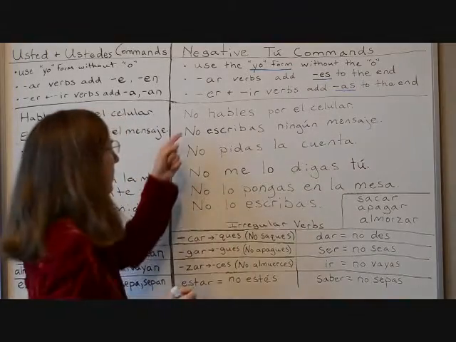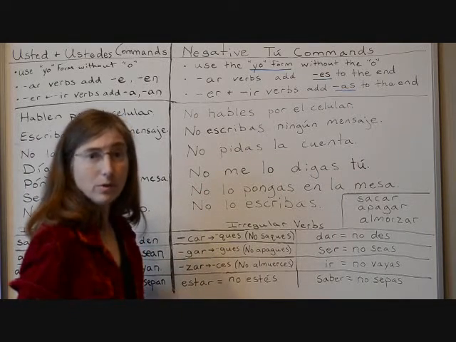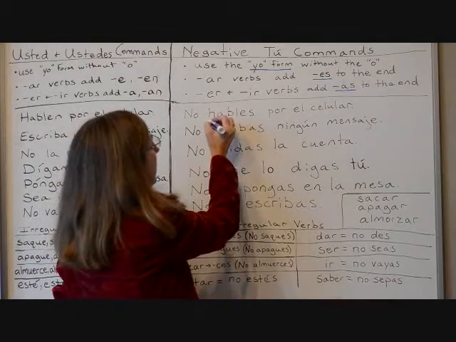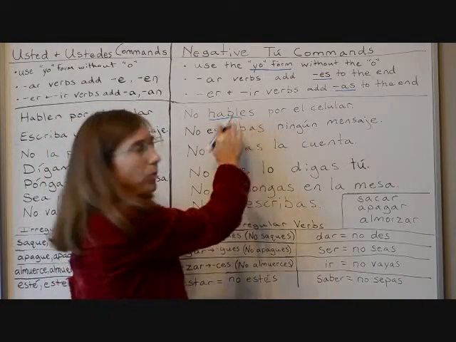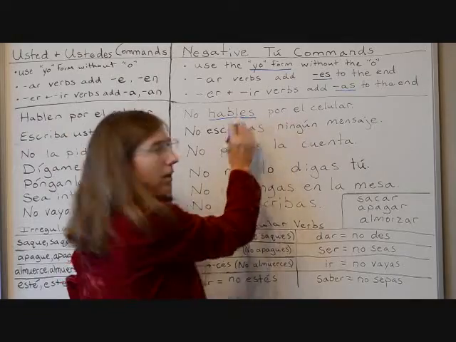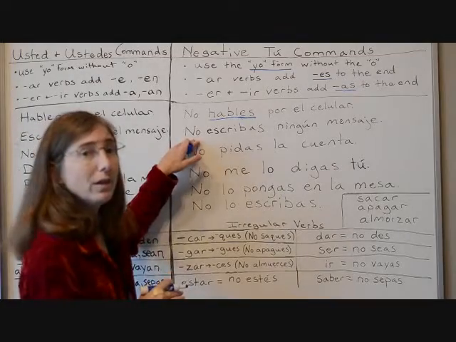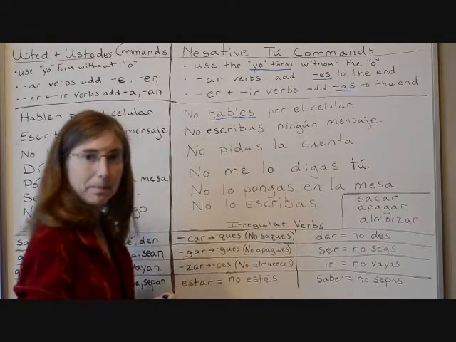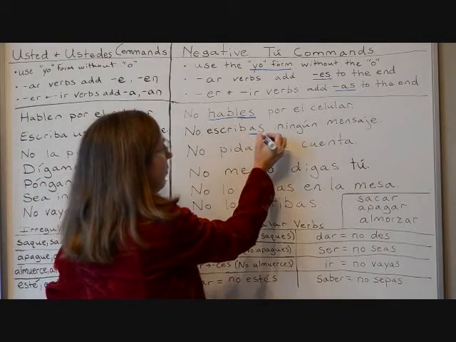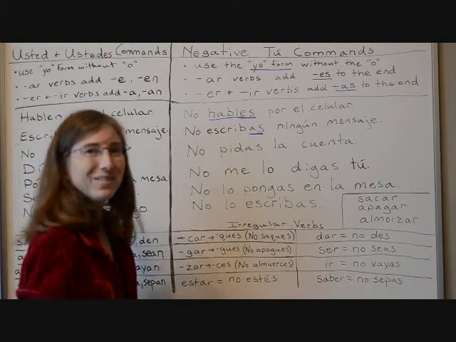So let's look at an example. No hables por el celular. Don't talk on the cell phone. Okay? And we have an AR verb, hablar. We take the yo form, which would be hablo, drop the O, and add ES. Hables. No hables por el celular. No escribas ningún mensaje. Okay, and there you can see it's an IR verb and we have AS on the end. No pidas la cuenta. Don't ask for the bill.